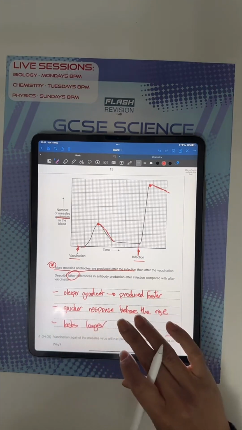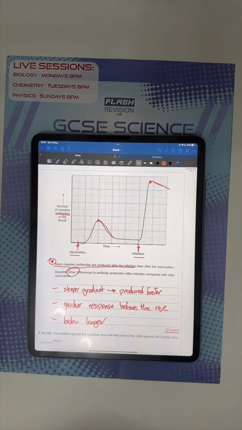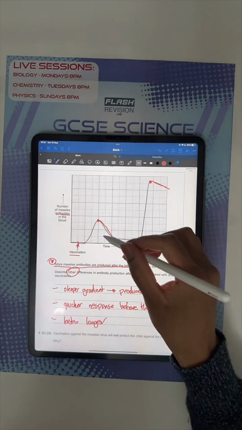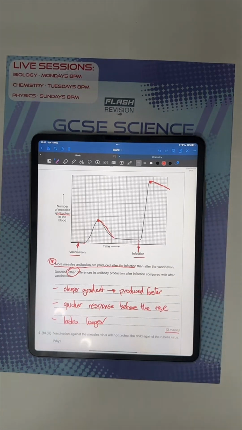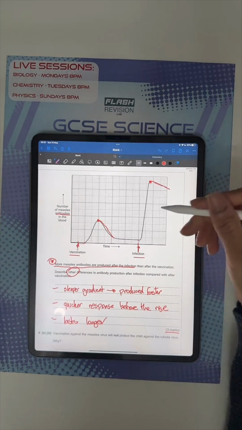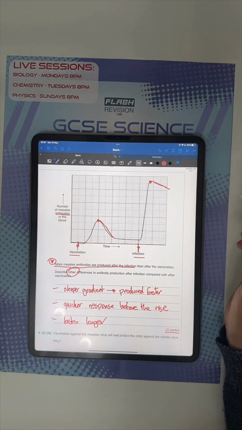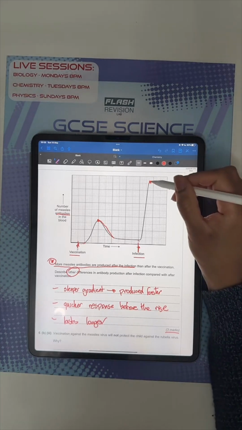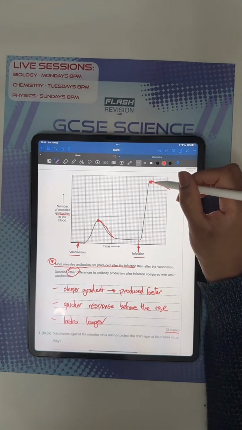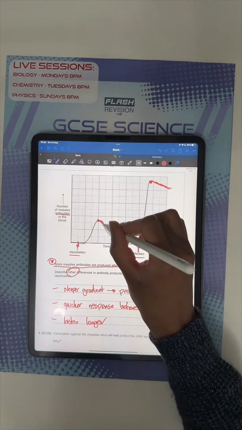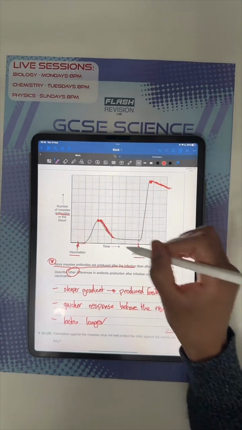Any questions on that? I'm not sure if it's foundation or higher, guys. This is definitely higher. I'm not sure if it's relevant to foundation, but it's definitely relevant to combined and triple. What lasts longer? The time that the antibodies are being produced at a high rate. So you see here, there's a lot of antibodies produced and it stays high for a very long time. Here, the amount of antibodies drops back to normal very quickly.